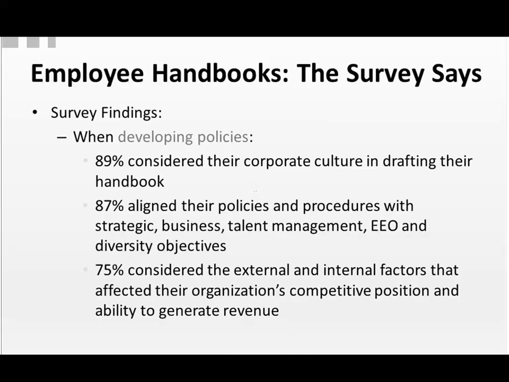Then we looked at what the organization did when developing its policies. 89% considered their corporate culture and their handbook. 87% looked at including policies and procedures that were strategic business and talent management, EEO, and diversity objectives. And 75% considered external and internal factors affecting their organization's competitiveness and ability to generate revenue.